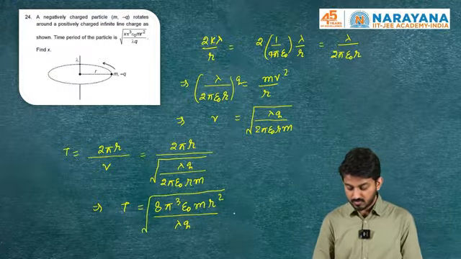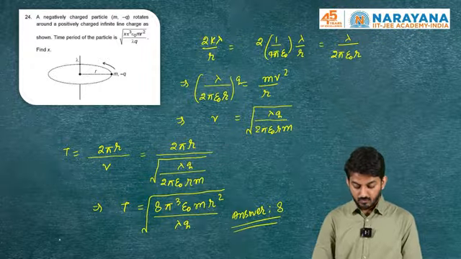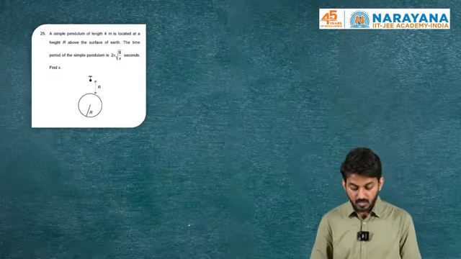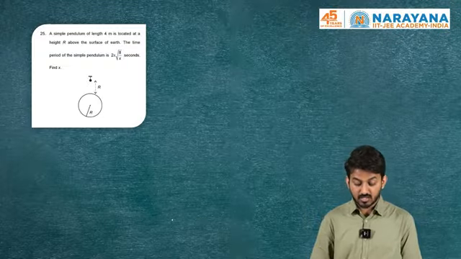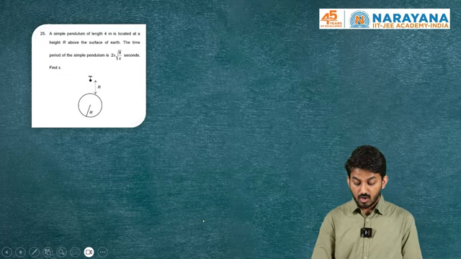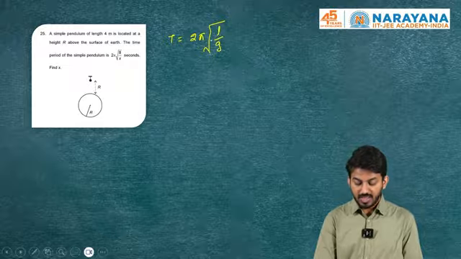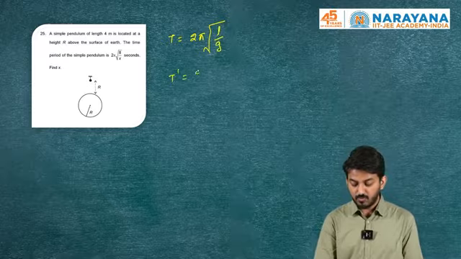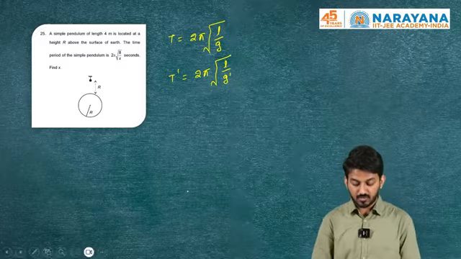So our answer being 8. Moving on, we have a simple pendulum, and this is at a distance much larger than the surface. So the time period of a simple pendulum is 2 pi root over L by G. In this case, we have to write down some T prime, which is going to be 2 pi root over L by G prime. The G prime, the G value at that location.